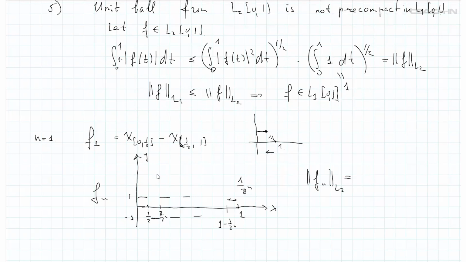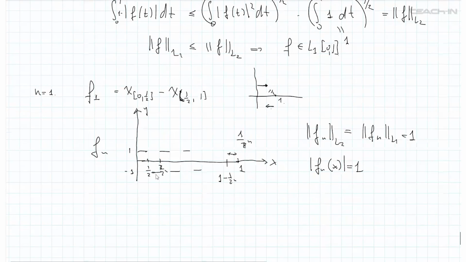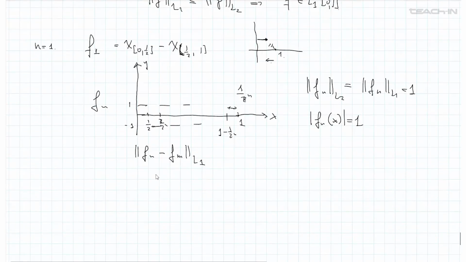If you take the absolute value, the function equals 1. Yes? Then the norm of all these functions in L2 and L1 equals 1. But what can you say about the norm of the difference of the functions in L1? When you go to the next step, yes.